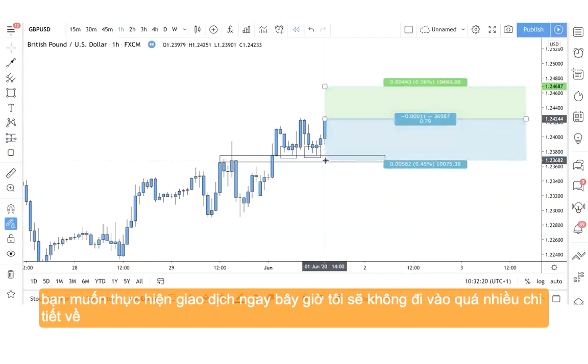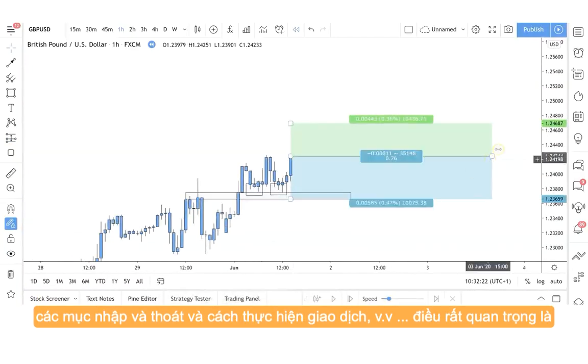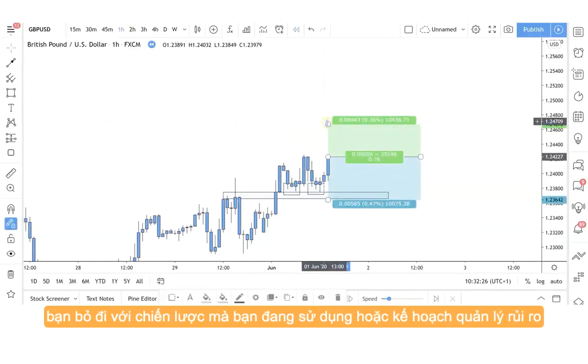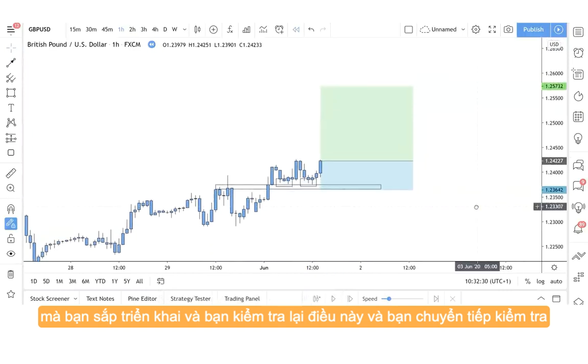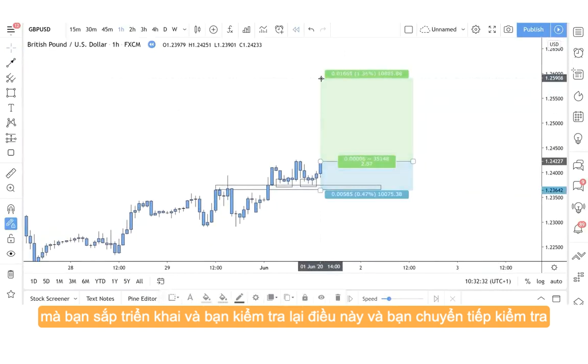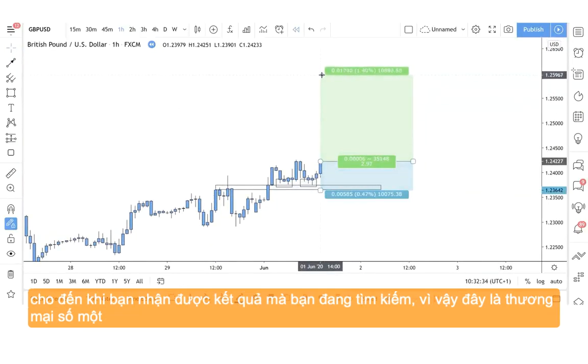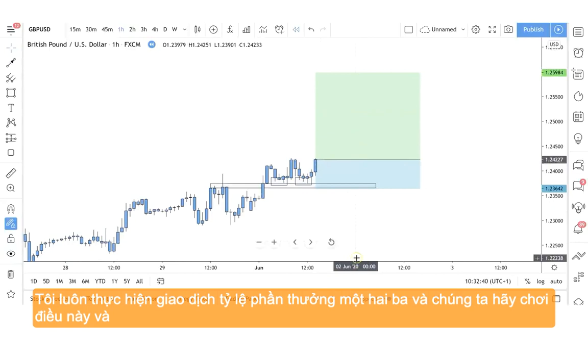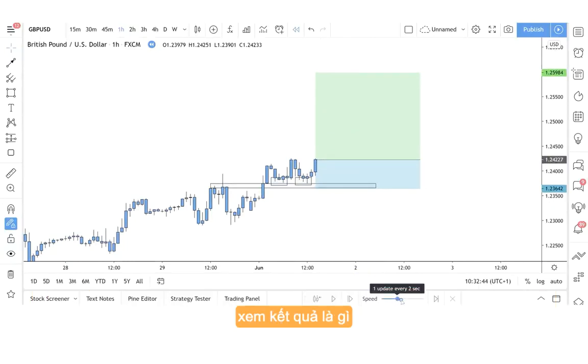Now I'm not going to go into too much detail about entries and exits and how to take a trade, etc. It's very important that you go away with the strategy that you're using or the risk management plan that you're about to implement, and you backtest this and you forward test this until you get the results that you're looking for. So this is trade number 1. I always go for a 1 to 3 risk reward ratio trade, and let's play this out and see what the outcome is.